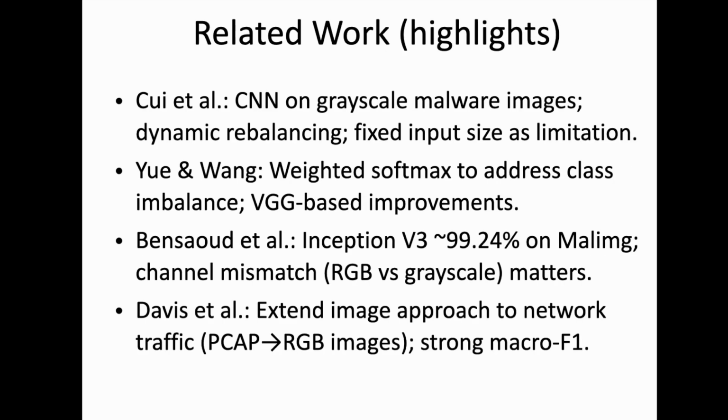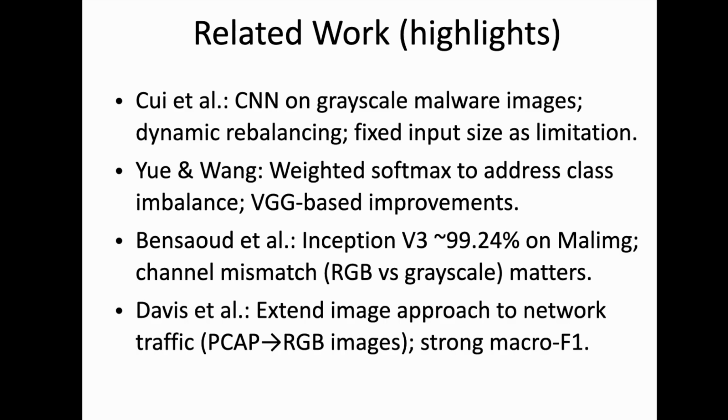Related work to this is, for example, Qiu, who introduced a proposal to move beyond conventional machine learning approaches like random forest and k-neighbors. He proposed a convolutional network and gave another view to this problem with the grayscale malware image, with dynamic rebalancing and fixed input limitation. After this, Yu and Wang came with the weighted softmax to address class imbalance, together with VGG-based improvements.